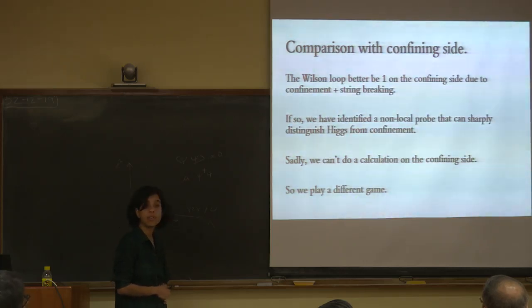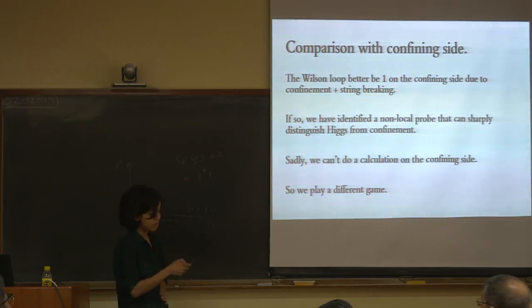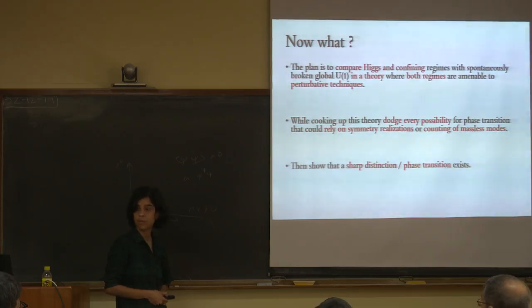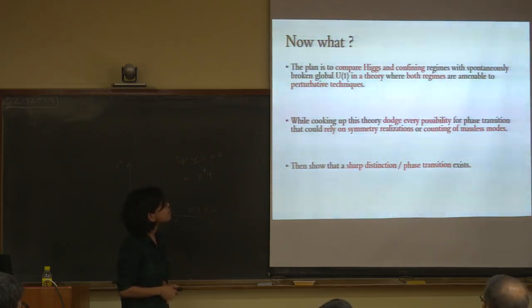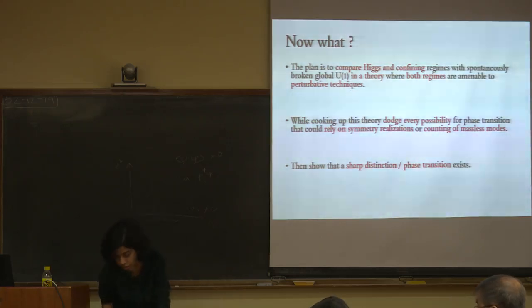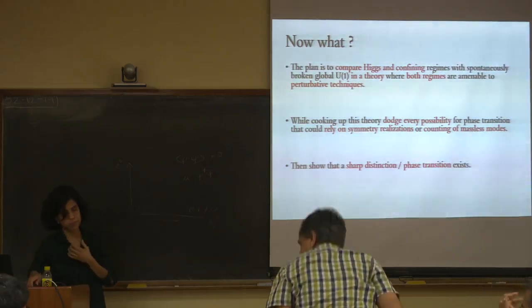Sadly, we can't do the calculation on the confining side for this theory. So we are going to play a different game tomorrow, where we're going to write a different theory where we're going to have control on both the Higgs and the confining side. It's going to be a U1 gauge theory, the 2+1D model that I talked about earlier. It will let us compute the Wilson loops around vortex-like excitations on both the Higgs and the confining side, and I will show that there is a sharp distinction between the Wilson loops on the 2 sides. So I think I should end now.